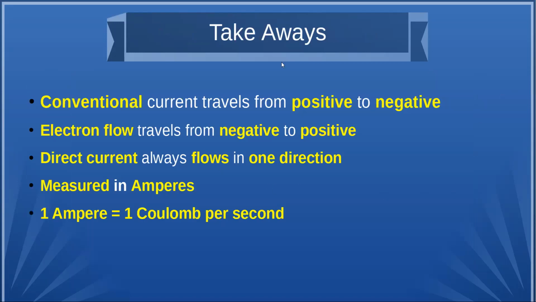Okay, so conventional current goes from positive to negative, electron flow, negative to positive. Direct current always flows in one direction, positive to negative. We measure it in amperes, named after another scientist. And an ampere is equal to 1 coulomb per second. Remember, that's 6.25 times 10 to the 18th charges.